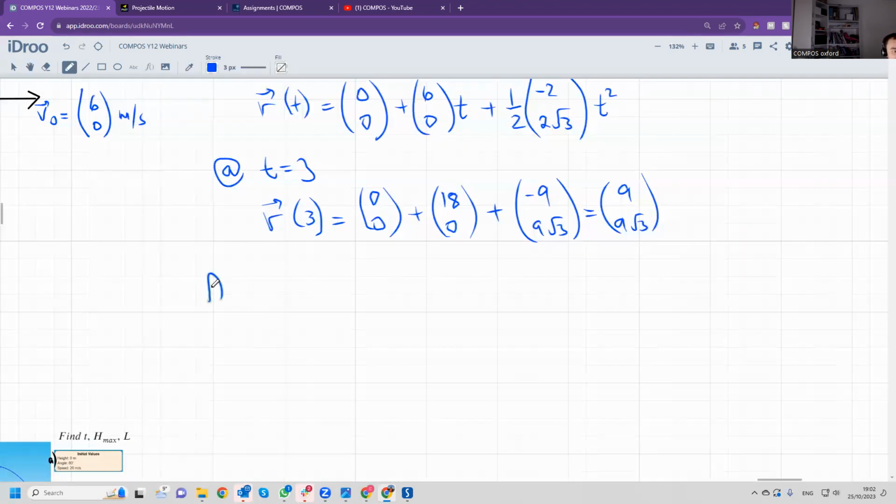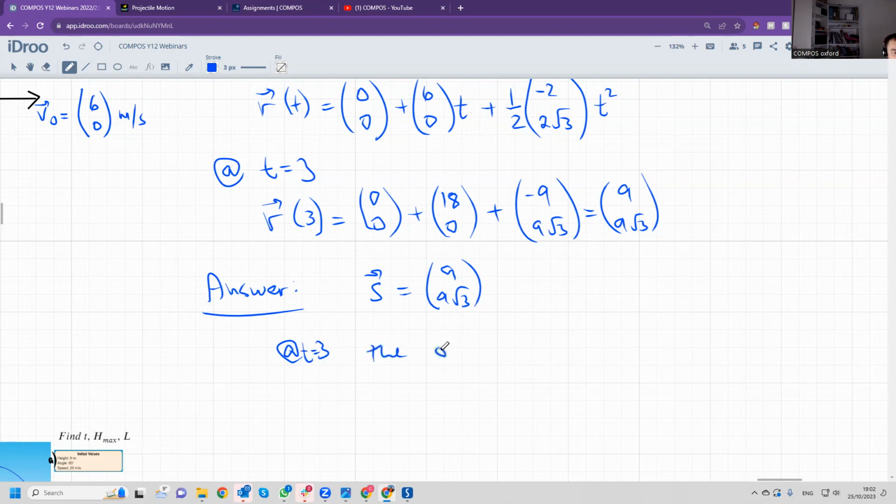Therefore, the answer: displacement is a vector. At t equals 3 seconds, the object is at the point (9, 9 root 3). And of course, in the spirit of this question, they're asking for the modulus of the displacement. So it's 9 times 2, so 18 meters.